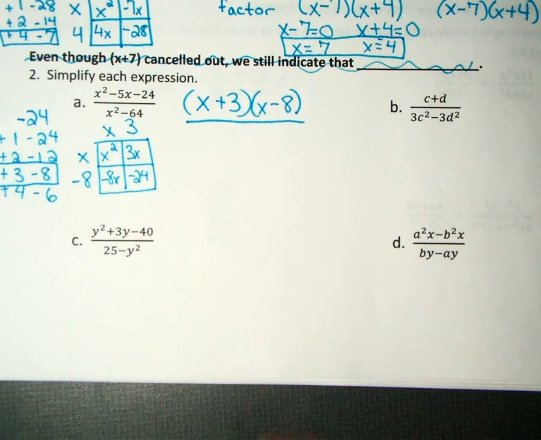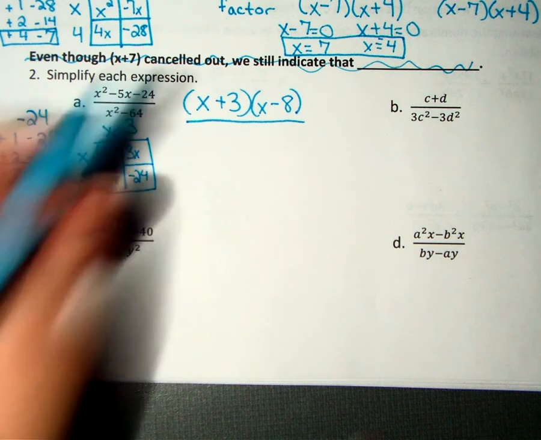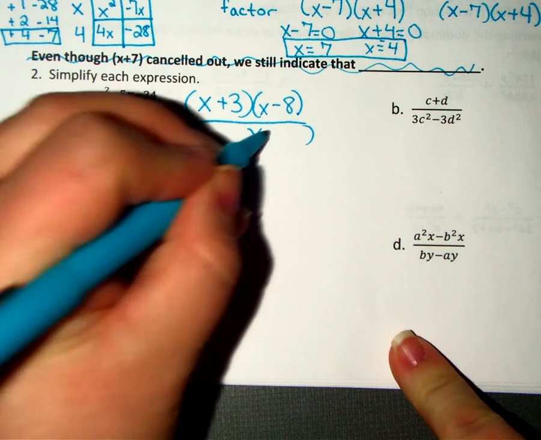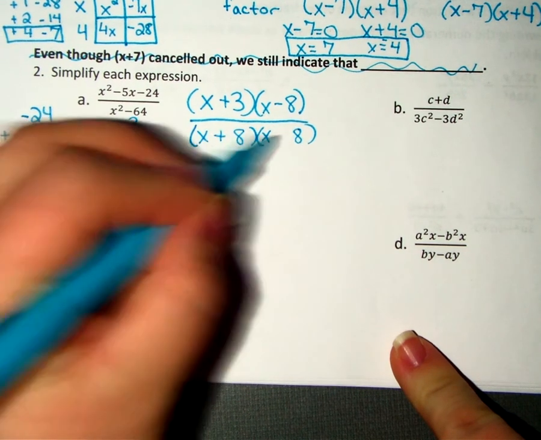Now the bottom, you can go through the whole box method, or you can choose to remember your pattern. Those are two perfect squares, and they have a minus in the middle. That means that they should factor to the square root of the first term, the square root of the last term, 1 plus, 1 minus.